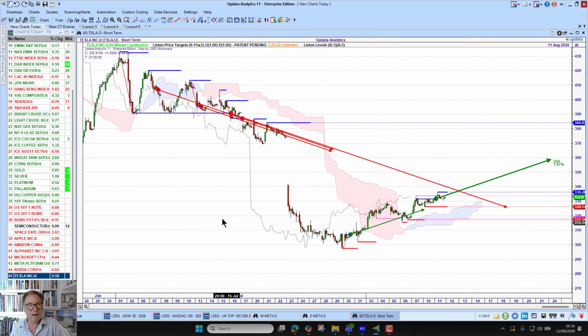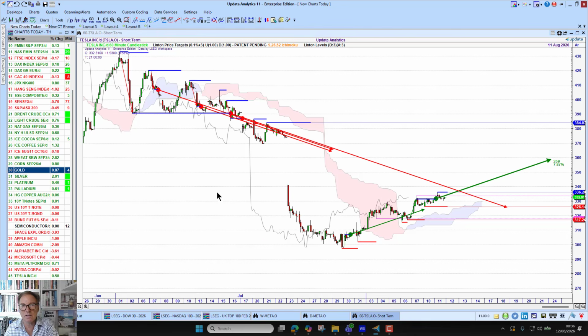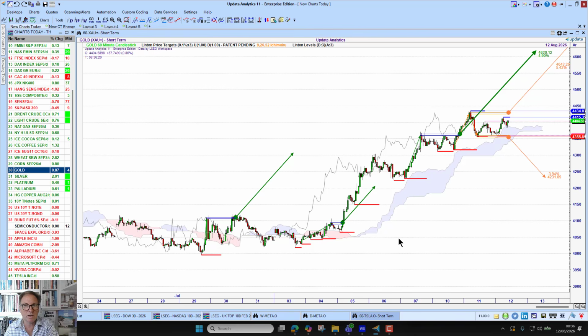But markets are relatively quiet, as is usually the case in August. Selling may go away, but keep an eye on those targets, and just keep an eye on what's going on with that gold price.